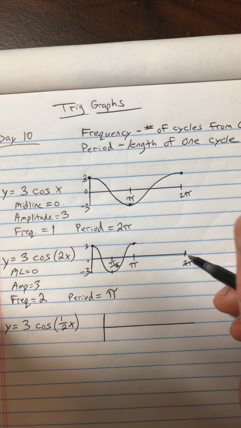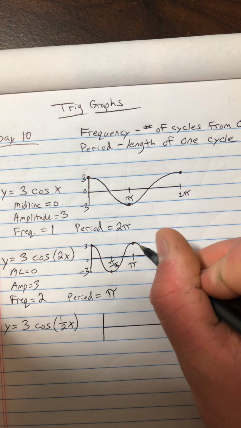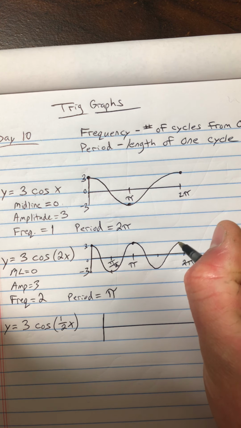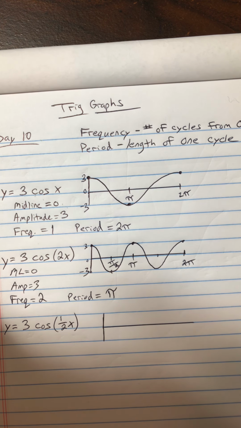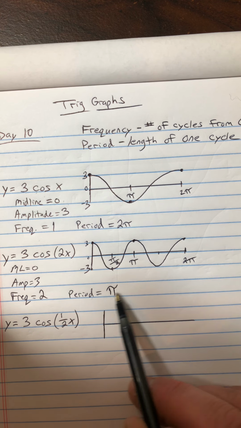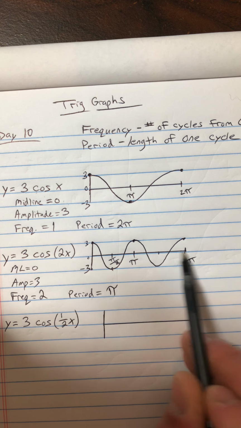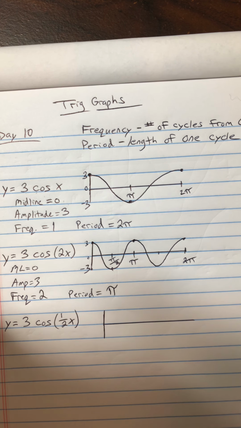If you wanted to keep going up to 2 pi, it'd be the same picture again. All right, halfway across, it's got to hit the bottom. Back to where you started. Close enough. All right. So the period, the length of one cycle is pi. If I'm going all the way up to 2 pi, I see 2 cycles. That's why my frequency is 2.